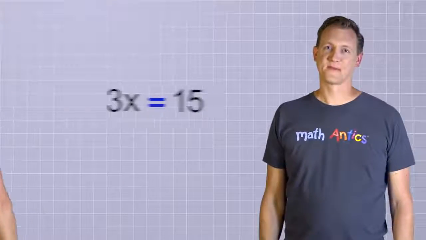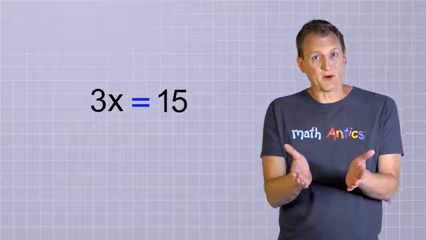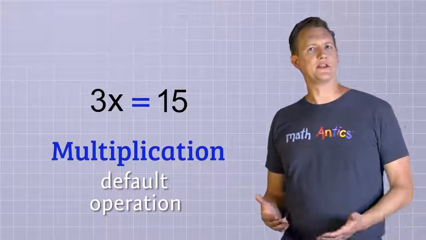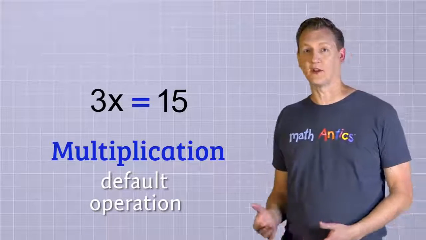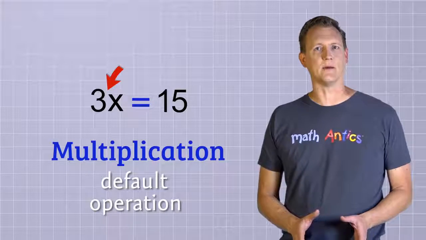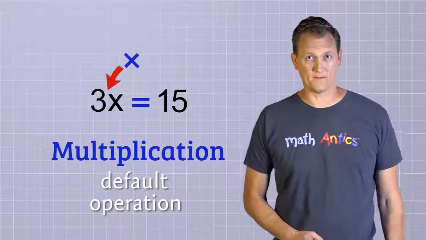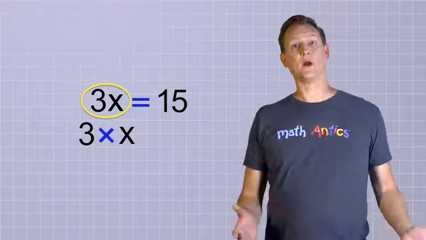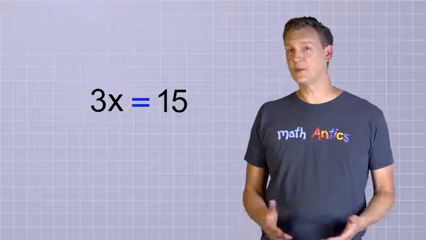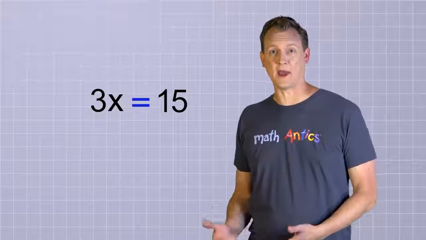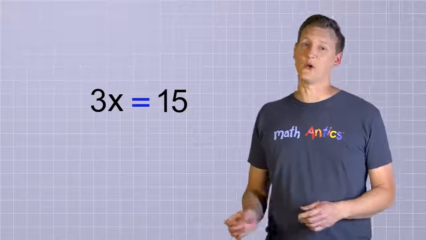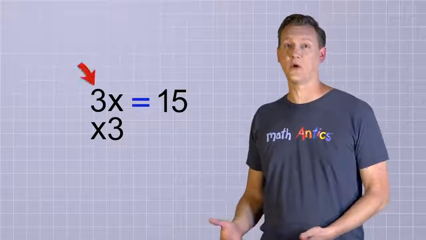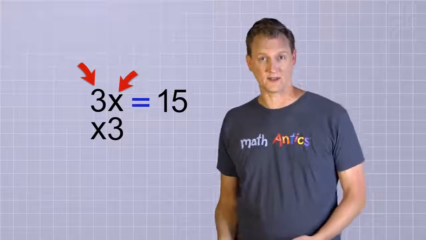I'll be right back. Well, I'm sure you remember that multiplication is the default operation in algebra. So when you see a number and a symbol right next to each other like this, with no operation between them, it means they're being multiplied. So 3x is the same as 3 times x. Oh, and just a side note, since in multiplication the order of the numbers doesn't matter, you could switch the order and write x3, but it's customary to always list the known number first and the unknown number second.